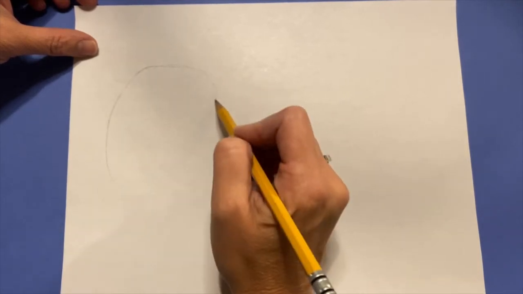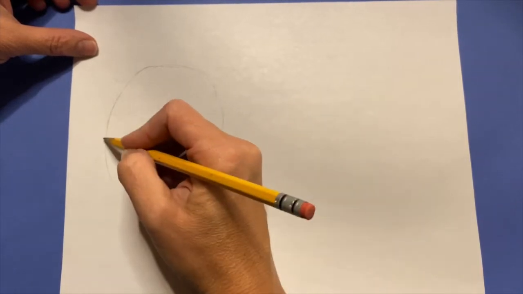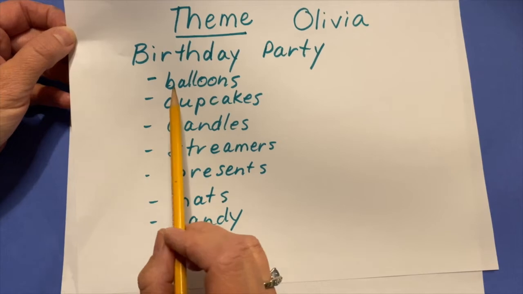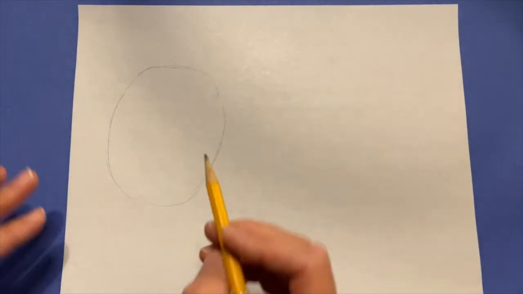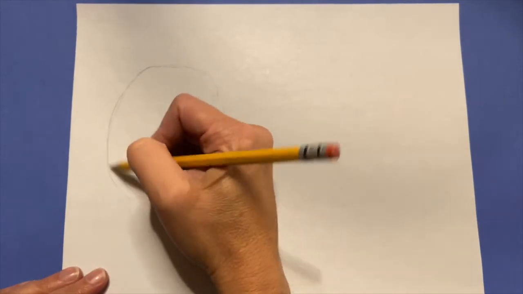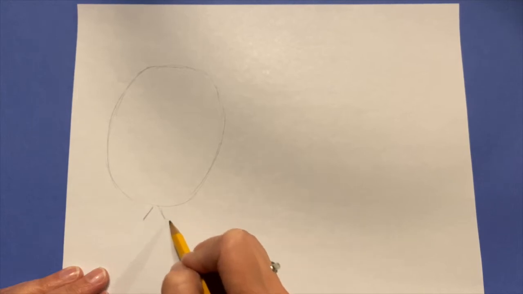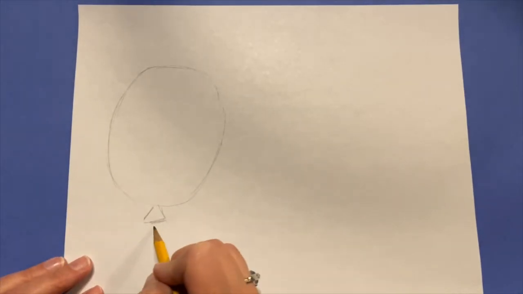I'm going to start to draw the letter O. But what do I want to transform the letter O into? I could refer back to my list. Oh, I know. I could transform the O into a balloon. Why not? So as I draw the letter O, I'm just going to add a little thing here for the bottom of the balloon and maybe a ribbon coming down.